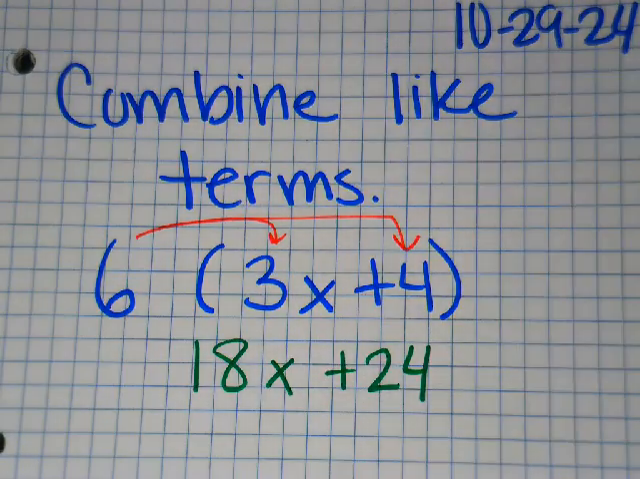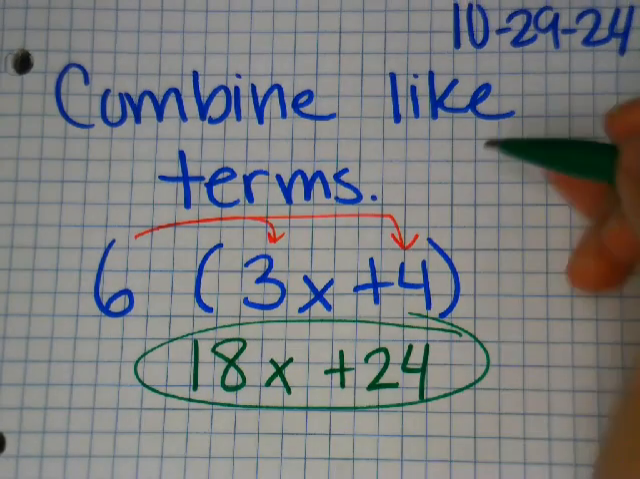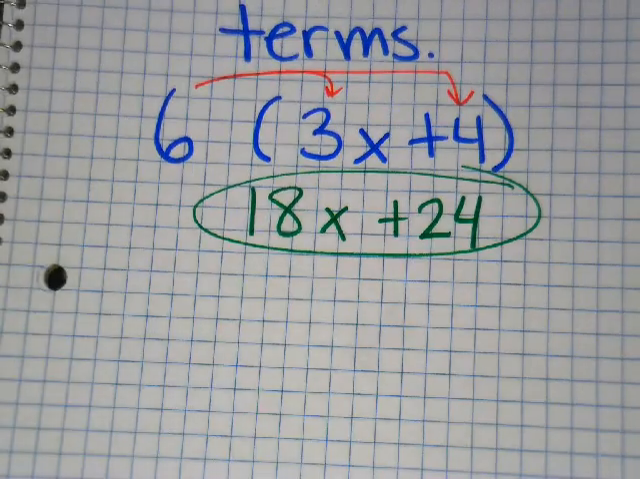I agree with your answer, Oscar. So 6 times 3x is 18x, and then 6 times 4 is 24. Is there anything else we can do with this problem? No. So we are done. This is our answer. Now, combine like terms is taking it one step further.